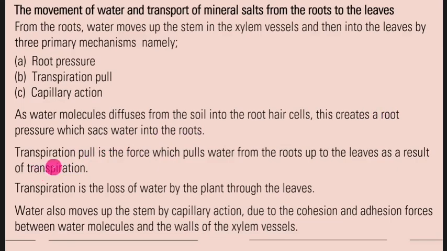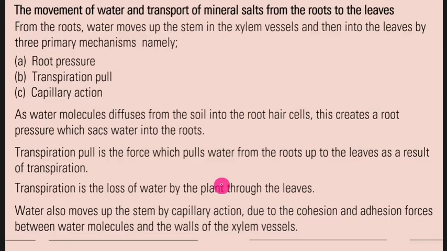You tell them transpiration pull is a force which pulls water from the soil up to the leaves as a result of transpiration. Transpiration is the loss of water by the plant through the leaves. Then you continue to tell them water also moves up the stem by capillary action due to the cohesion and adhesion forces between water molecules and the walls of the xylem vessels. Then you are done with this process. So you need to read so that it makes sense.